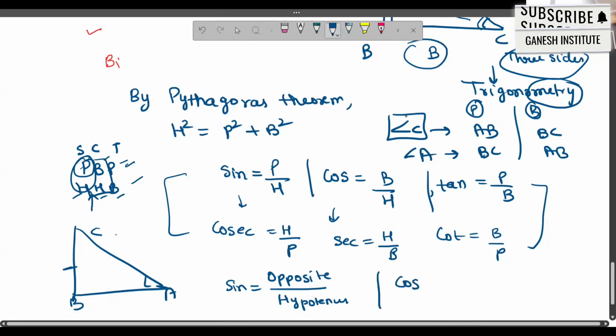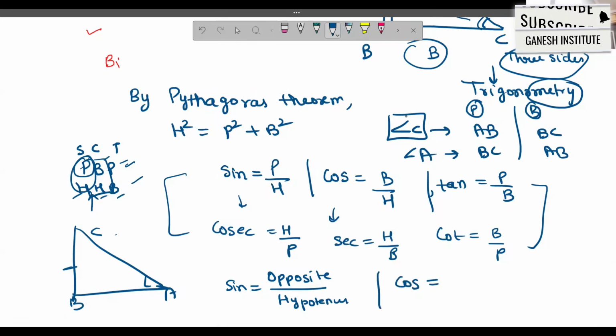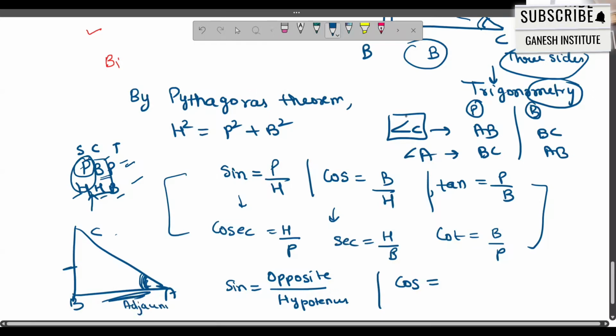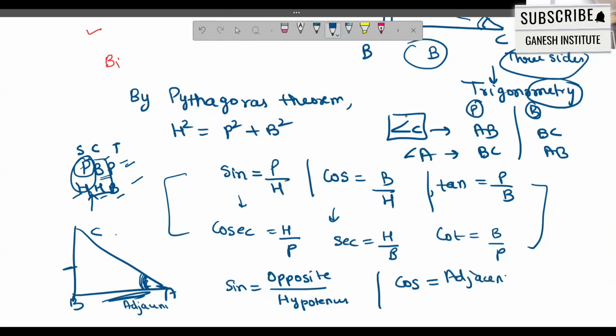I'll call cos as base upon hypotenuse. So what is base? This is the angle, this is the base, so it is adjacent, right? So I'll acknowledge it as adjacent upon hypotenuse. And when I find the perpendicular upon base, this is the terminology for the IB board.